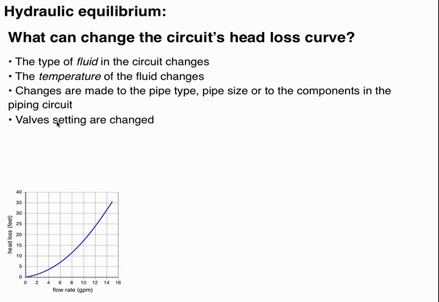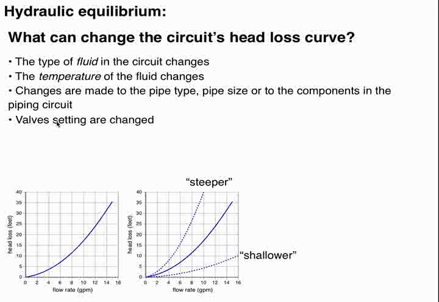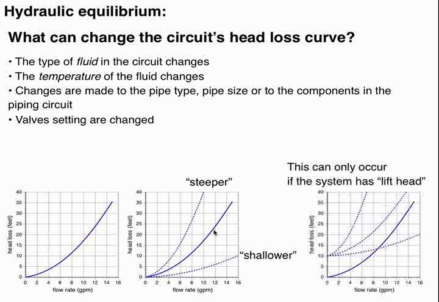Just to give you some examples, here's a typical circuit head loss curve. If we make some of these changes, we might make that curve steeper, or we might make it shallower. Those are just relative terms. This is a situation we don't often see in small hydronic systems.